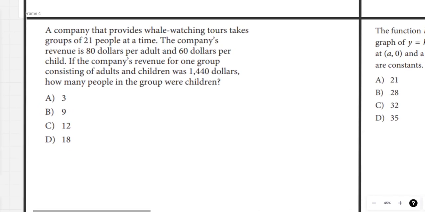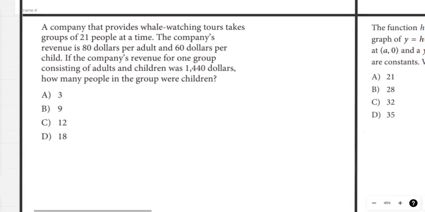All right, we've got some more math questions for you guys. This one I'll read out because you kind of need all the information. But as we go along, we're going to form the system of equations that will help us solve this. It says a company that provides whale watching tours takes groups of 21 people at a time. The company's revenue is $80 per adult and $60 per child. So I'm going to say A equals adults and C equals children. In total, we can take 21 people at a time. That's the number of adults and children has to sum up to 21.